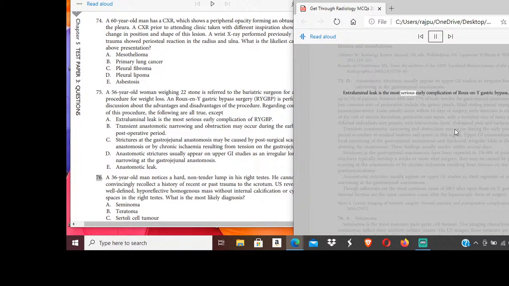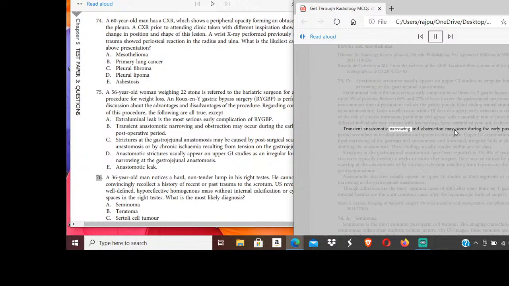Extraluminal leak is the most serious early complication of Roux-en-Y gastric bypass, occurring in up to 5% of patients. Between 69% and 77% of leaks involve the gastrojejunal anastomosis, but other less common sites of perforation include the gastric pouch, blind-ending jejunal stump and jejunojejunostomy. Leaks usually occur within 10 days of surgery. Early detection is critical because of the risk of abscess formation, peritonitis and sepsis, with a mortality rate of more than 5%. Affected individuals may present with leukocytosis, fever, abdominal pain, and tachycardia.